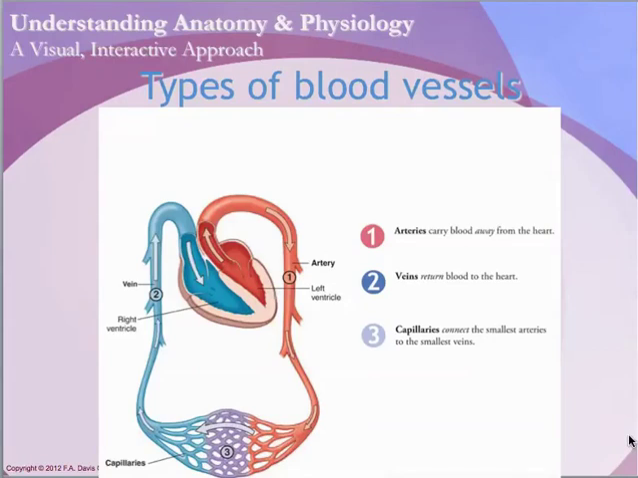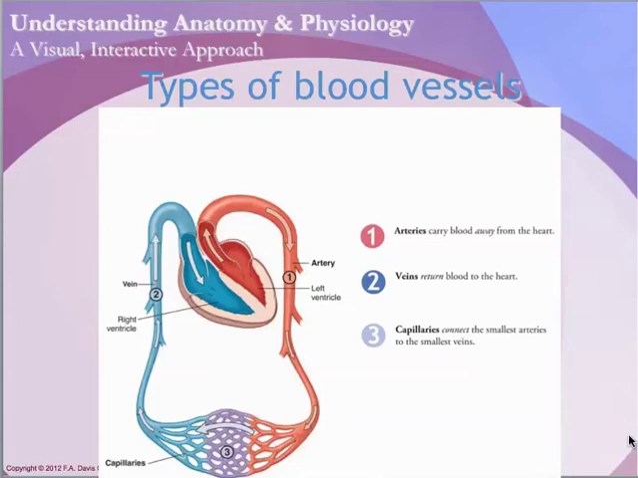So there are 3 different types of blood vessels. We have arteries, veins, and capillaries. Arteries in diagrams like this are almost always represented in red. They carry blood away from the heart, okay? Veins are almost always represented in blue, okay? They return blood to the heart.